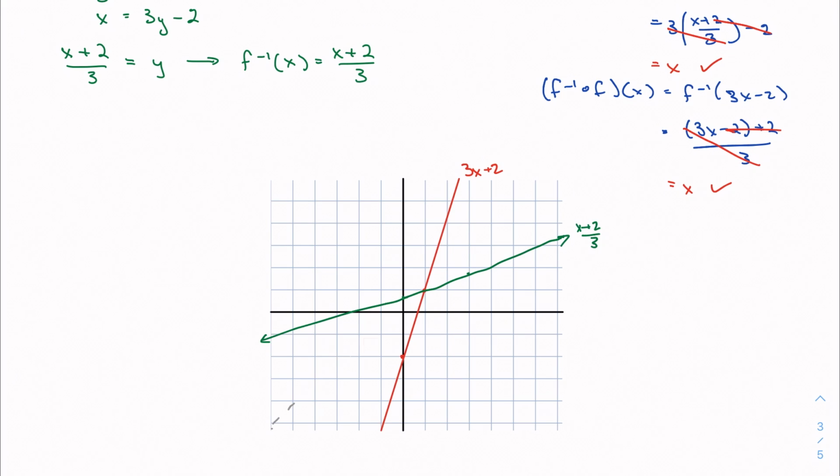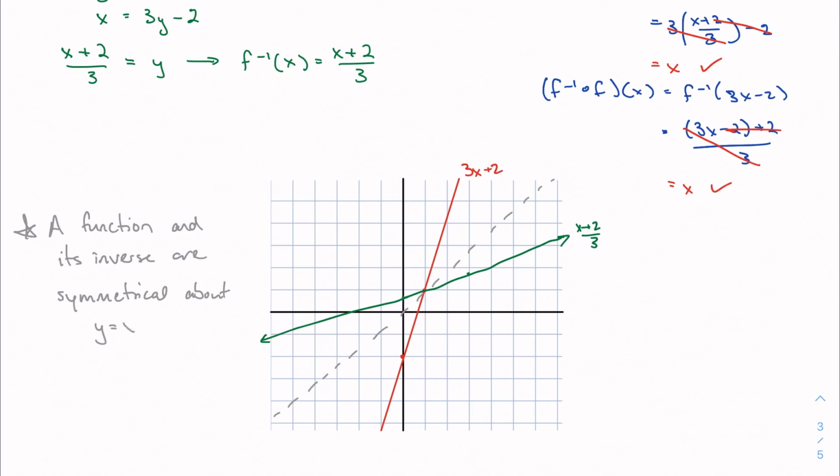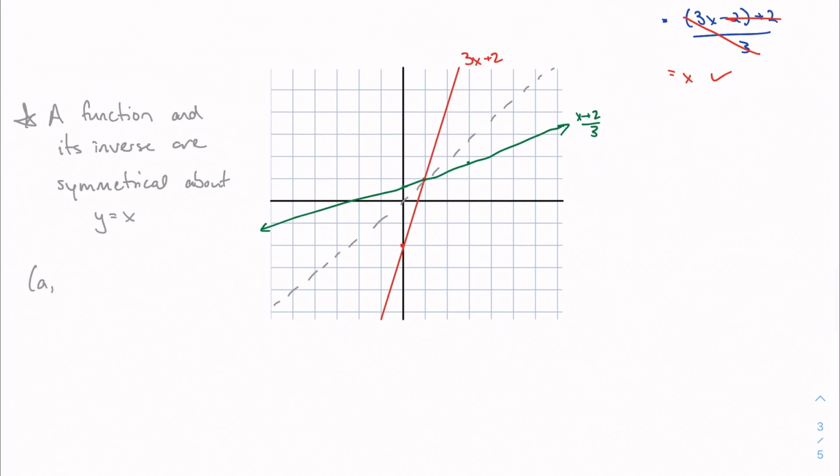There's actually a symmetry here about the line y equals x. And that is true for every function and its inverse. So the key result here is that a function and its inverse are symmetrical about the line y equals x. What this also means is that if (a, b) is on f, then (b, a) is on f inverse.